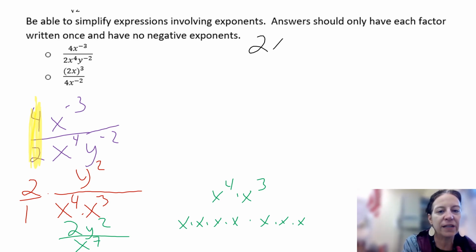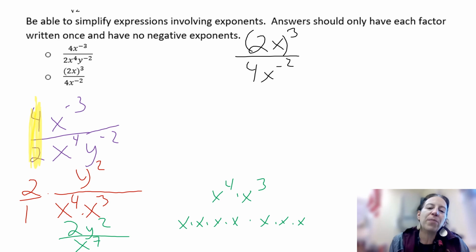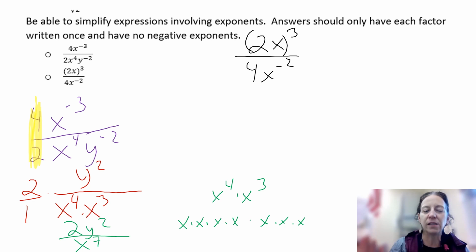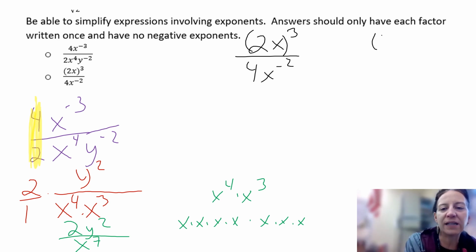Okay, next one is 2x all to the third over 4x to the negative 2. So there's a couple of things you could do with this first, but I'm going to try to simplify just the numerator, okay? So again, I'm going to do that scratch work off to the side. I'm not going to put that scratch work right in the middle of the problem, but I also don't want the scratch work to be chaotic and messy either because I want to be able to look back at it. So 2x to the third literally means 2x times 2x times 2x.